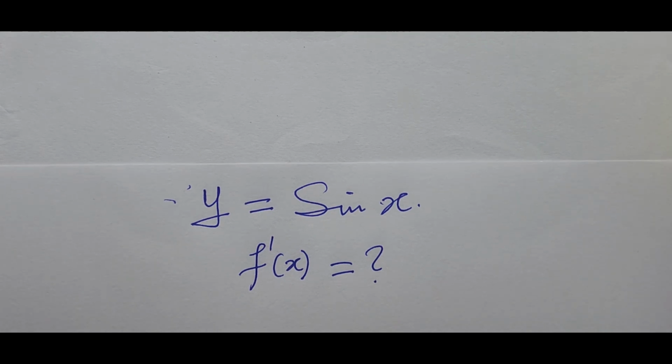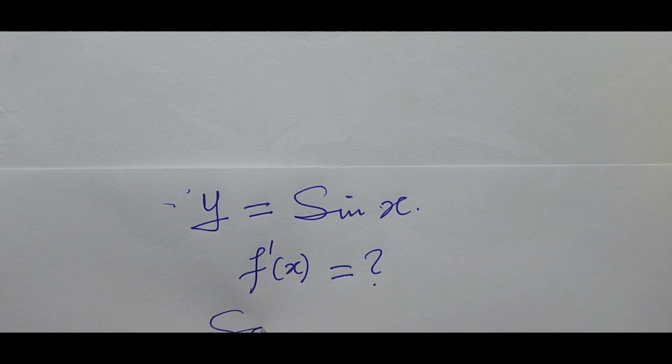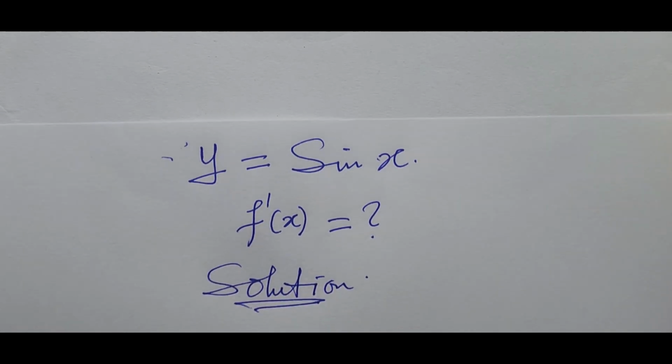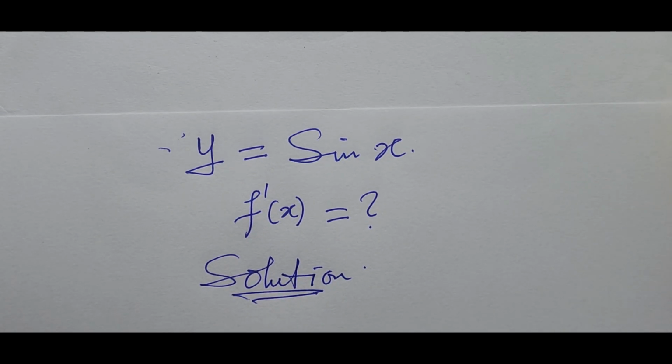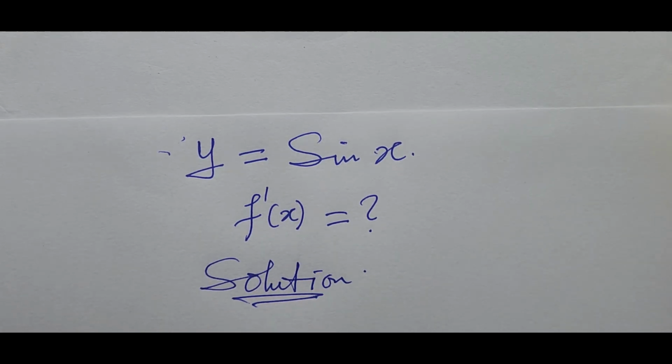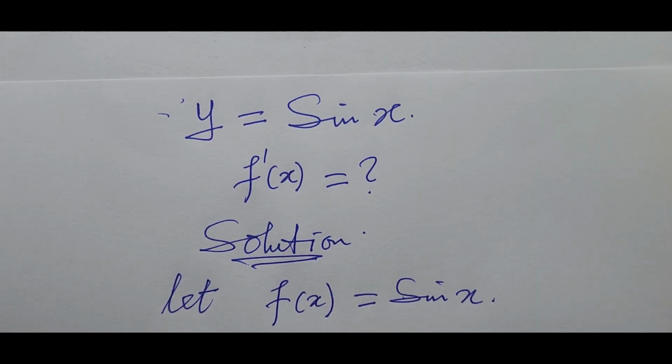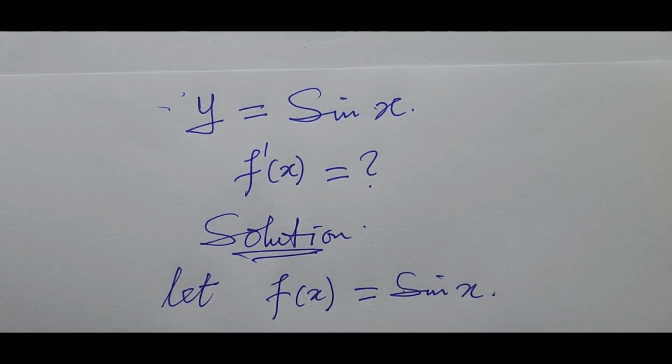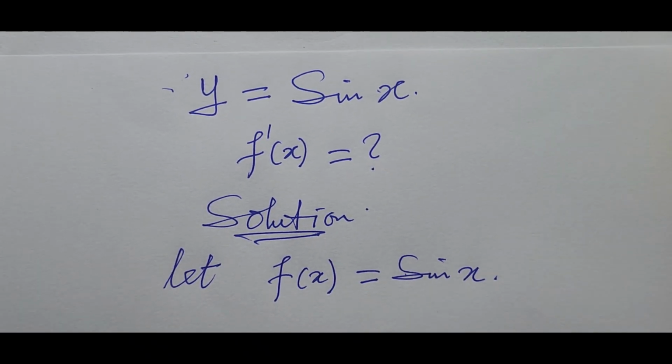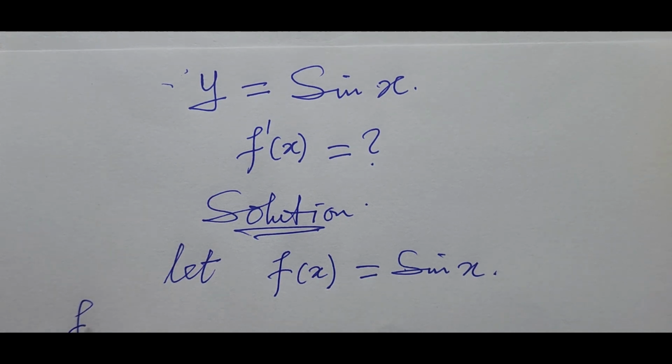All right, so from here we take the first step, which is our solution. What do we do here now? We're going to do a simple substitution. Look at our expression here. Let f of x be equal to the sine of x. So if f of x is equal to sine x, then what will be our f prime of x?